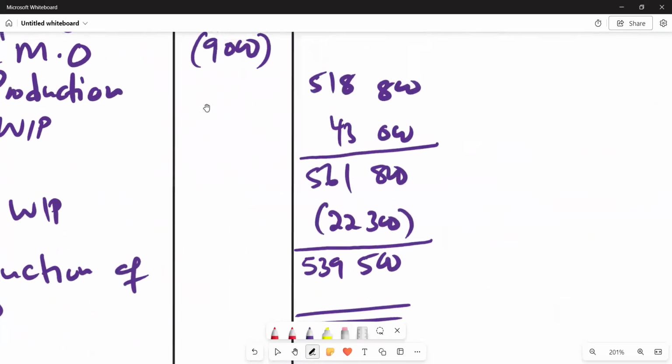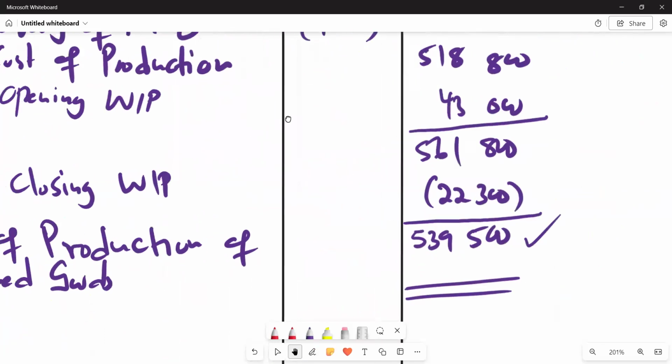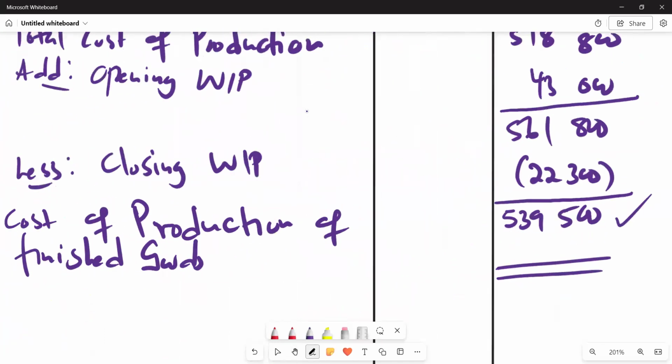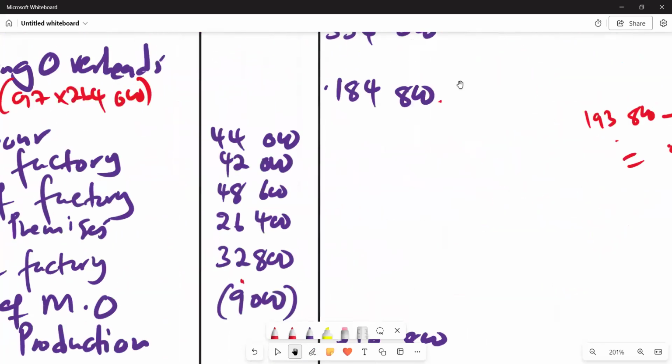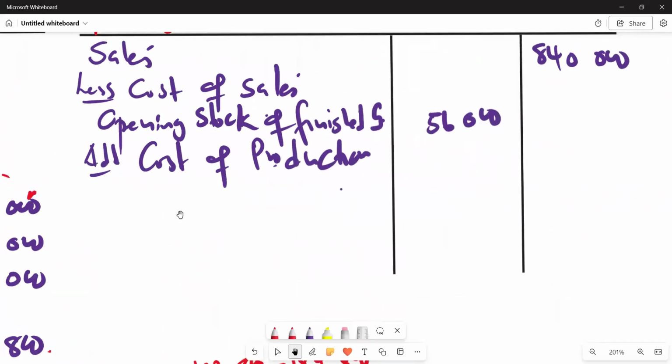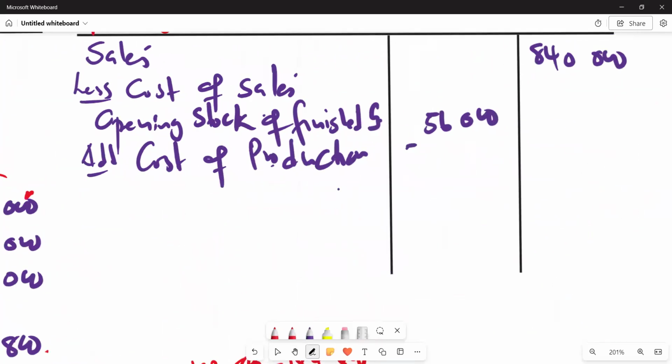So this was our final figure for cost of production. Cost of production of finished goods, 539,500. So this is the figure that we are going to put in the trading account. So we are saying 539,500.